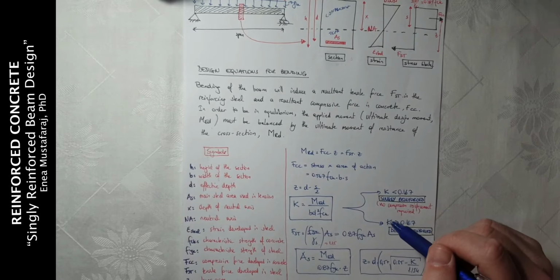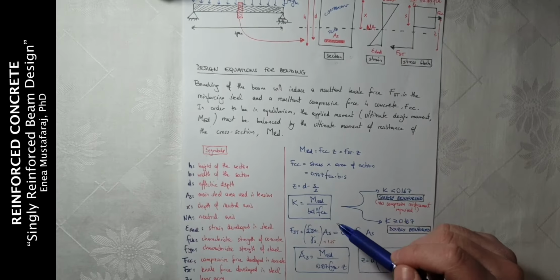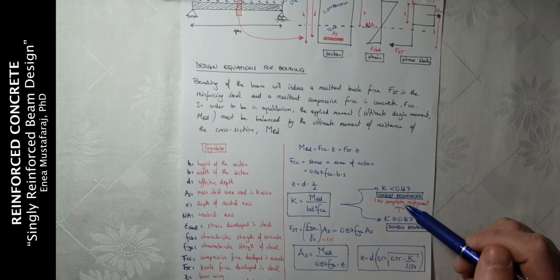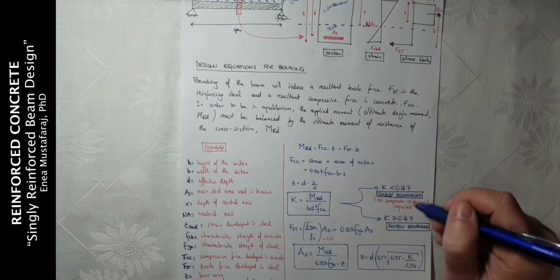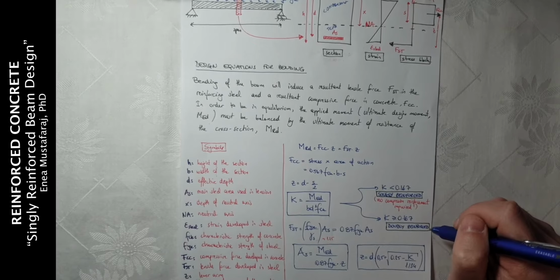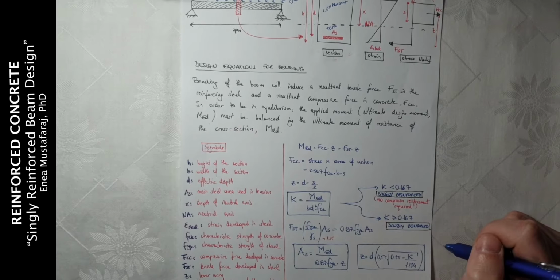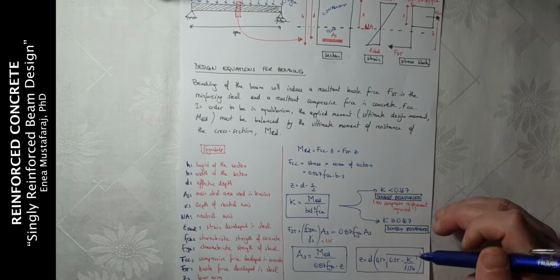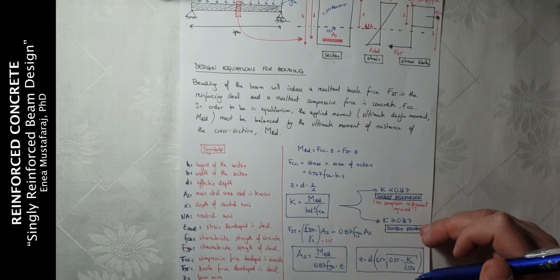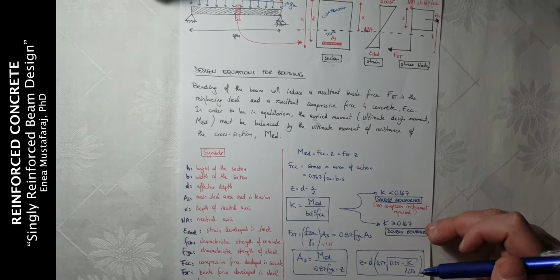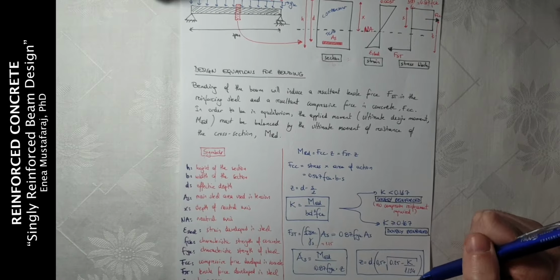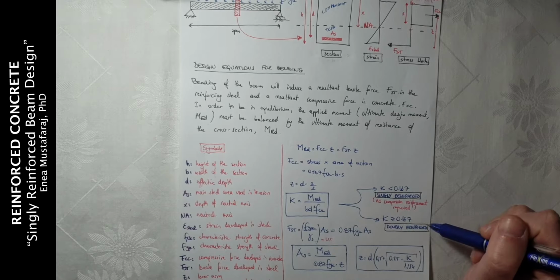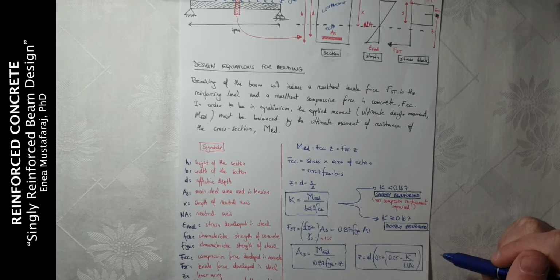A very important parameter to be taken into account is the variable K, which is equal to design moment divided by B D square FCK. If the K value is smaller than 0.167, then there is no need for compression reinforcement, and we say that we have a singly reinforced beam. If the K value is bigger than 0.167, it means that the section cannot carry the load using only tension reinforcement, but it also needs compression reinforcement, or the cross-section needs to be bigger. That's why we say that when K is bigger than 0.167, we have a doubly reinforced beam.